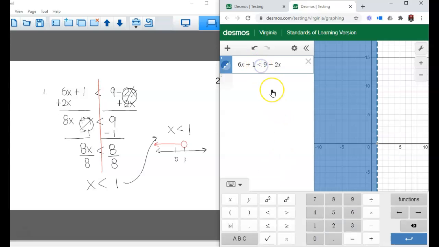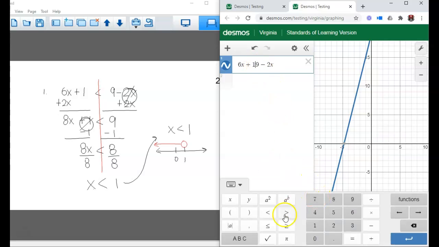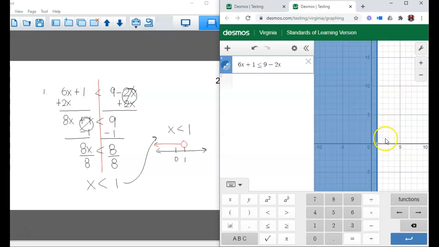And just for the heck of it, let me show you what happens if I change this to less than or equal to. Notice that the line now is solid. So if this line is solid, that symbol is underlined. If that line is dotted, it's not underlined. All right, so you can do those on the calculator as well.